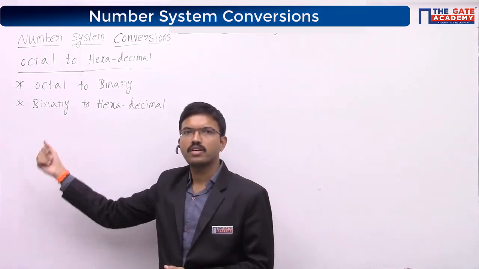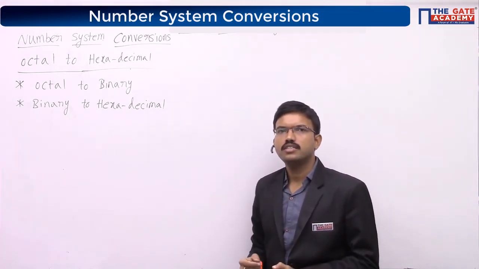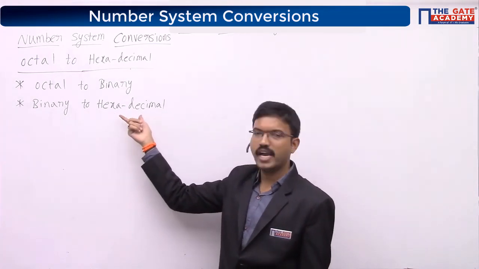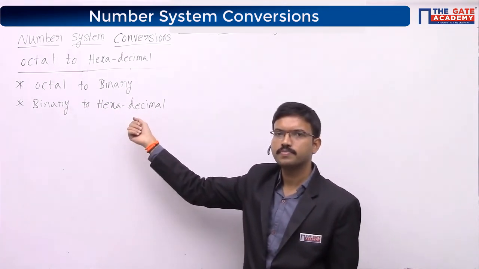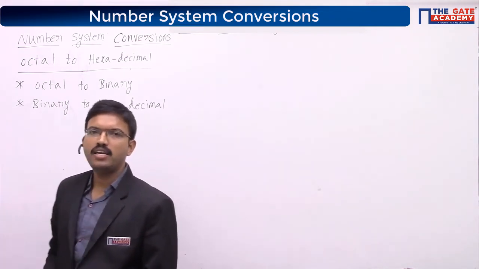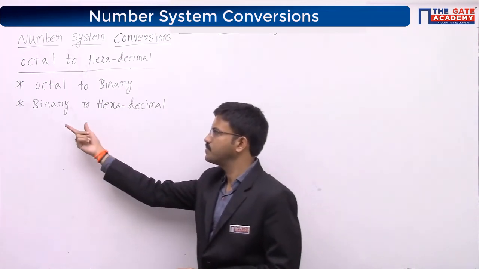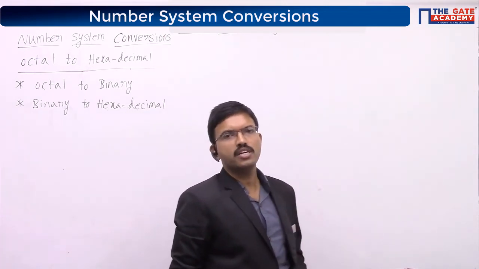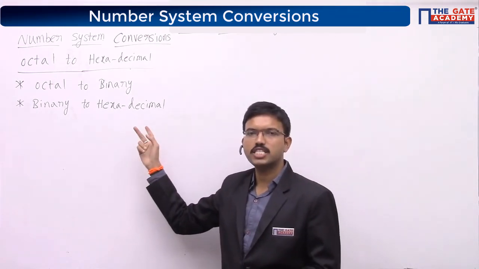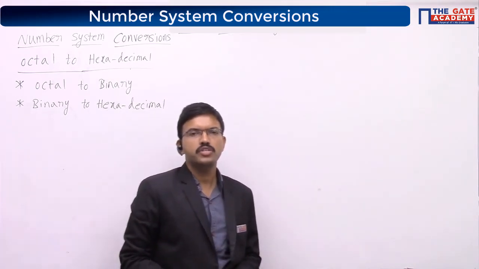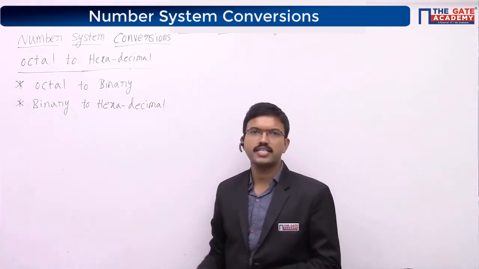Next, second step: convert the above binary number into the corresponding hexadecimal number, by doing the grouping of 4 bits and representing them with the corresponding hexadecimal digits.